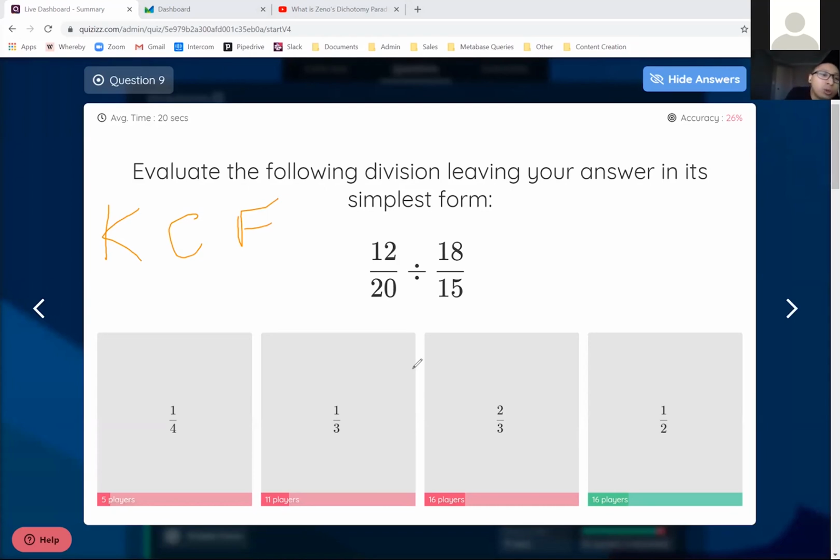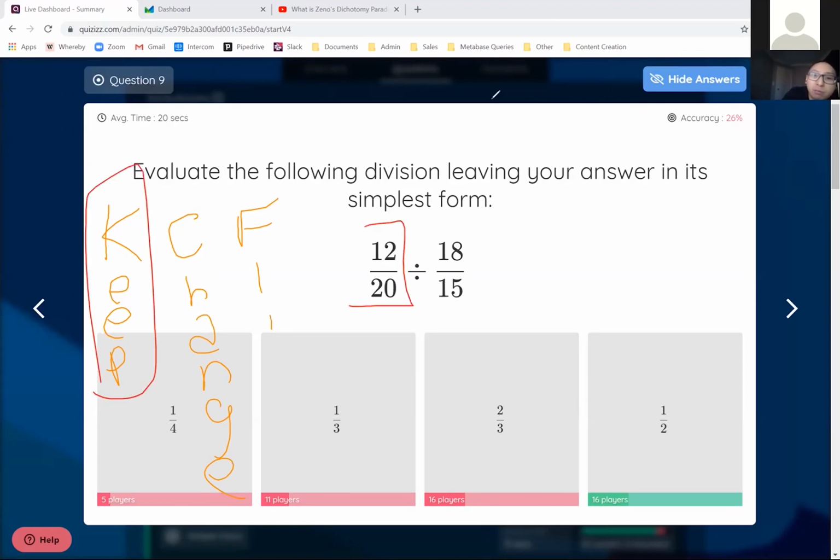And so we use this acronym, keep, change, flip, right? What does that mean? It means you keep the first fraction. You don't do anything to it. You just leave it exactly the same. You change the division sign into a times.